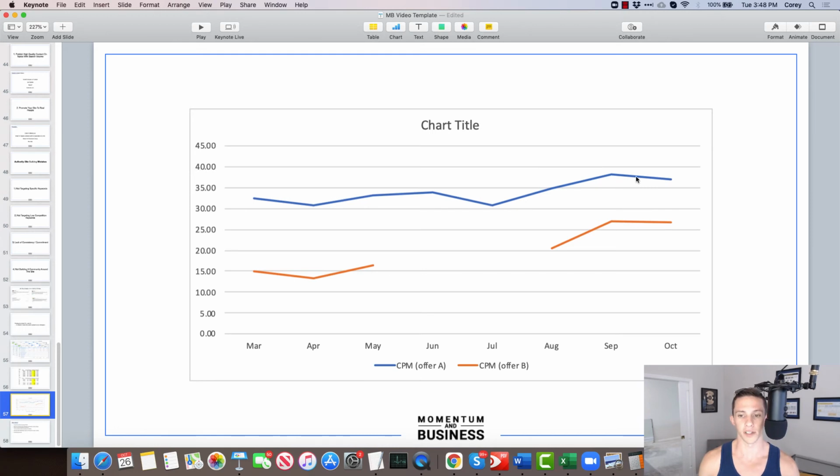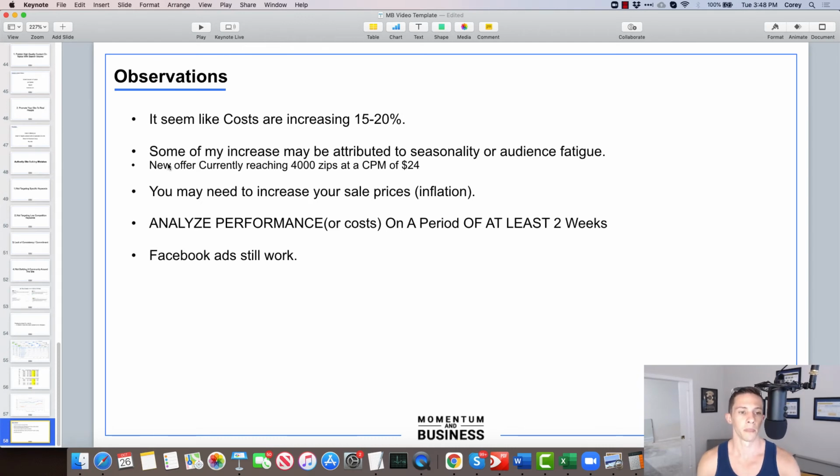And maybe it's just out of season, which is why things are going up. Historically, we do see that in the second 6 months of the year, costs tend to rise, right? So maybe that's a factor. With offer B, I don't know for sure, but I know that the search trends from Google would say that it follows about the same pattern as offer A. So maybe it's just seasonality, right?